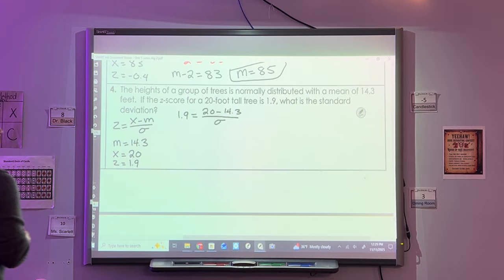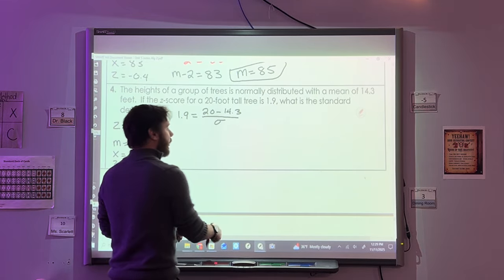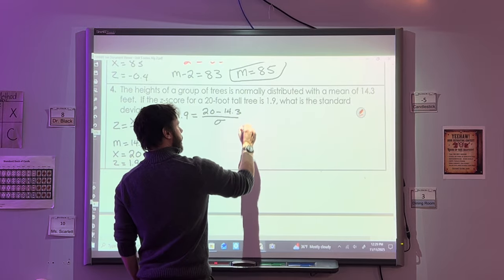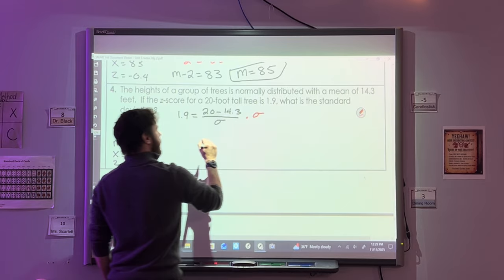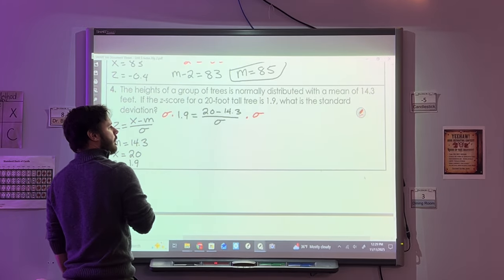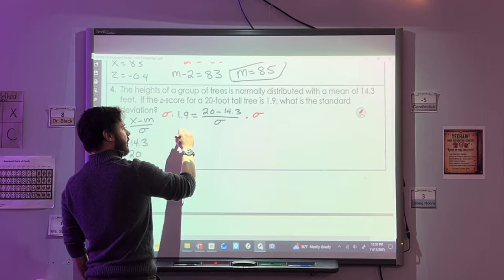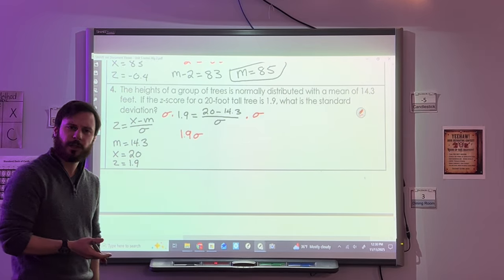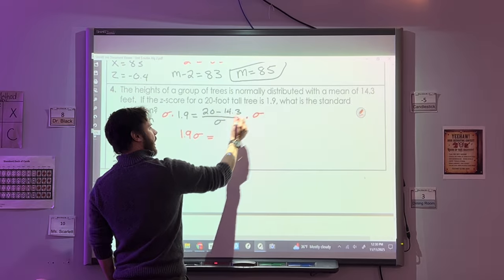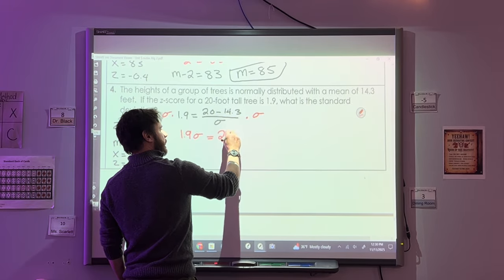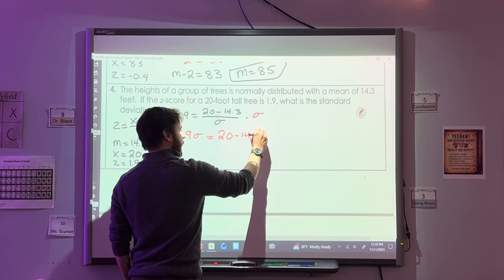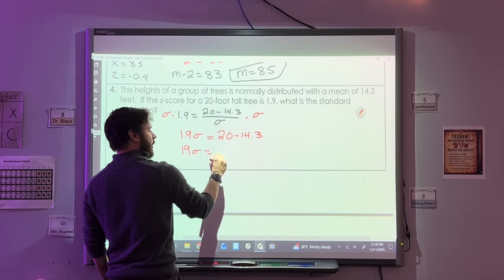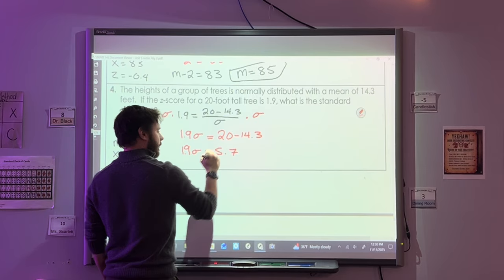Okay. The steps don't change, all right? I want to get that standard deviation out of the denominator. So I will simply multiply both sides by it. Over here now, this turns into 1.9 times whatever the standard deviation is. Treat it like a variable, treat it like x. And now it clears the top and the bottom here. Actually, 20 minus 14.3 is something I could have calculated. 1.9 times the standard deviation equals 5.7.